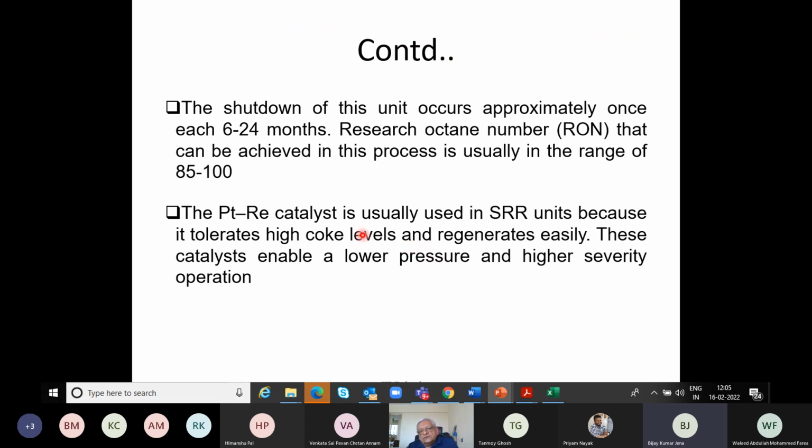How is it done? The whole unit is shut down, and then we pass dilute air, that means air containing almost 2 to 3% oxygen, no more than that. And then we burn off the coke on the catalyst slowly and regenerate the catalyst. Generally, the semi-regenerative reforming catalyst is platinum rhenium, because it can tolerate high coke levels and it can regenerate easily. The rhenium helps us to suppress coke deposits.